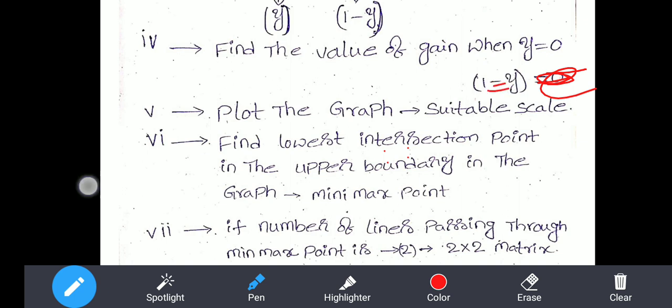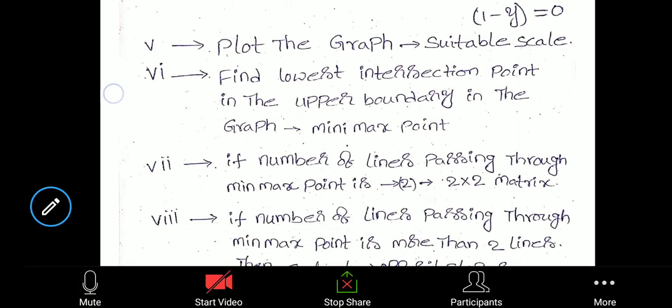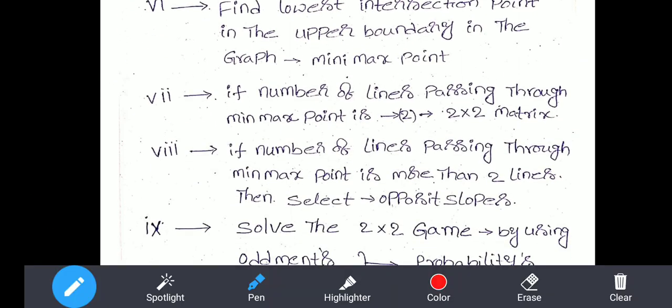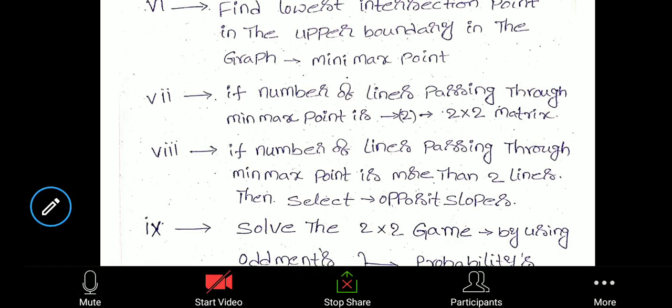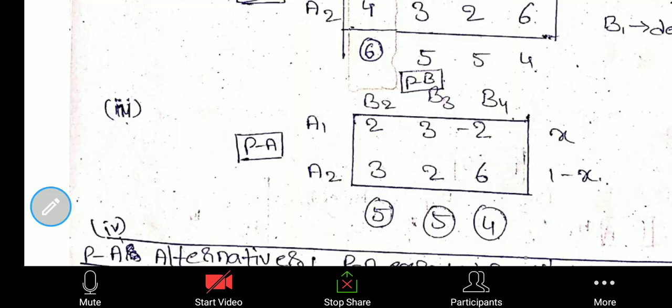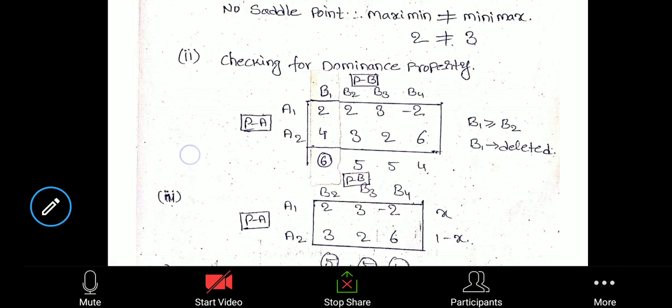Now after completion of this, we can find the lines passing through the minimax point and convert them into a 2 by 2 matrix. Then applying the mixed strategy concept, we get the value of the game. If more lines are obtained passing through the minimax point, the opposite slopes will be considered. Based on that, you can convert into a 2 by 2 matrix and find the value of the game.